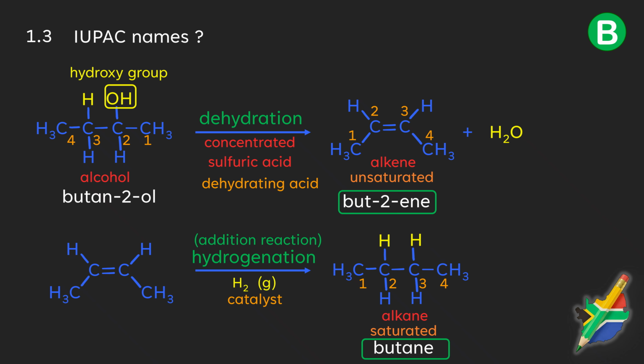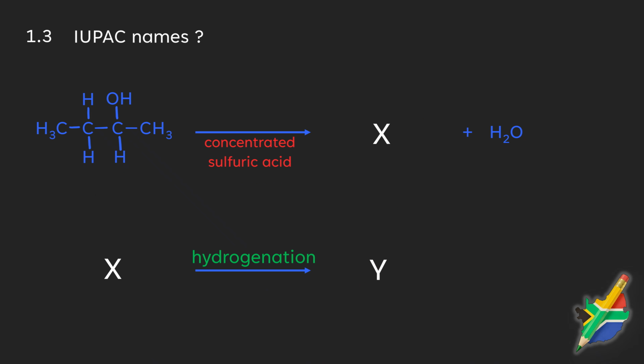Question 1.3. Here we are given two reactions and we need to deduce the IUPAC names of the unknown compounds. Here we have called the unknown compounds X and Y. Let's look at reaction 1.